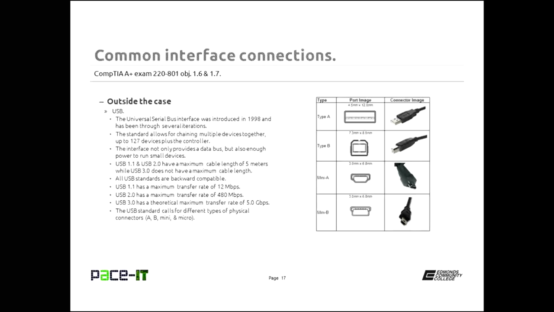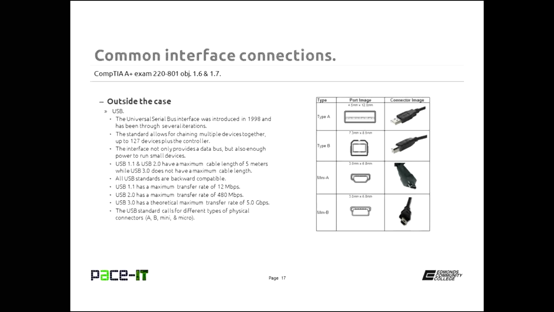So now let's talk about USB, or I'm going to run through information on USB depending upon how this goes. USB was first introduced in 1998, and it is the universal serial bus. Now, the standard allows for the ability to chain multiple devices together. You can chain up to 127 devices plus the controller, which actually gives you a grand total of 128 devices. But the way the material puts it down, that's 127 devices plus the controller.